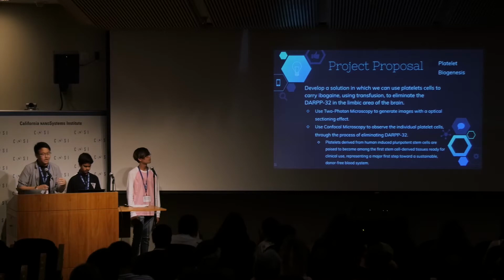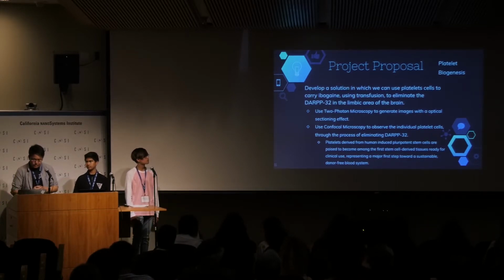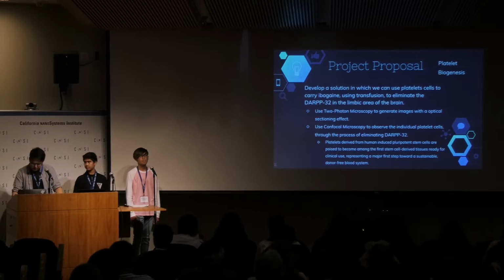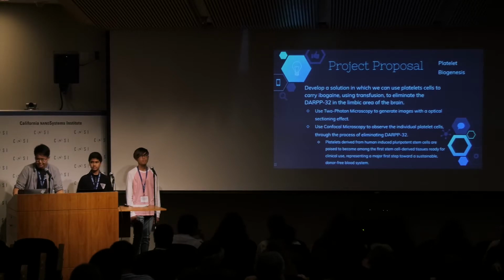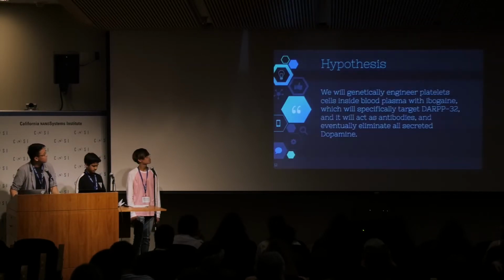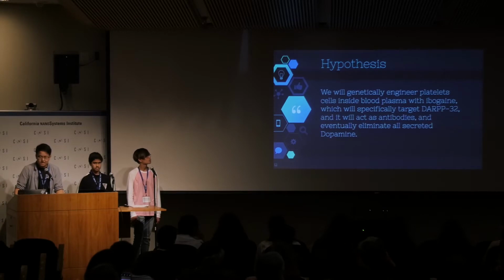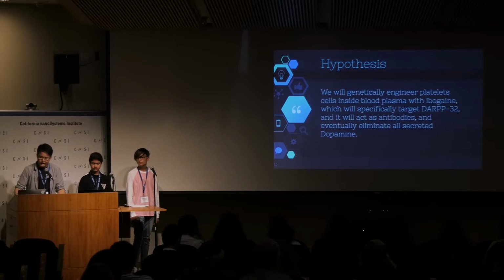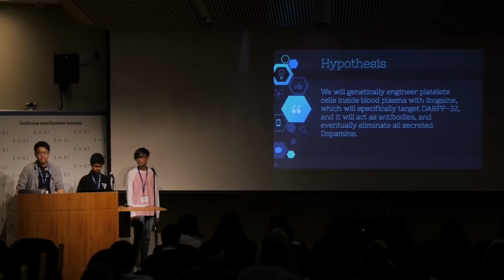Jumping back to Platelet Biogenesis, their idea was that human induced pluripotent stem cells are poised to become among the first stem cell-derived tissues ready for clinical use, representing a major first step towards a sustainable donor-free blood system. So our hypothesis is we will genetically engineer platelet cells inside blood plasma with ibogaine, which will specifically target the DARPP32 and act as antibodies and eventually eliminate all secreted dopamine.